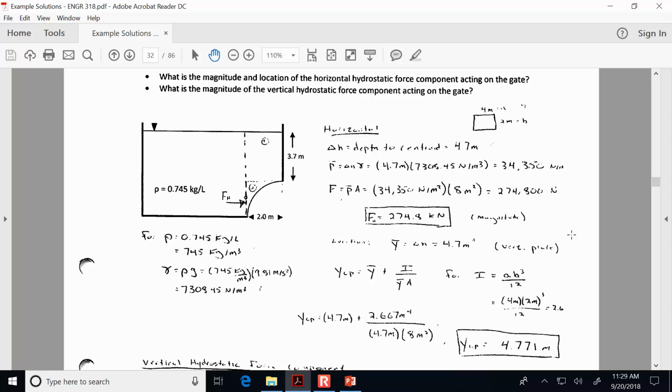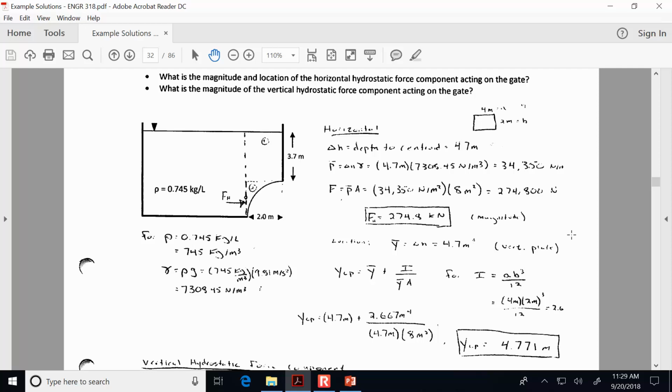So it's 7,308 newtons per meter cubed. So multiply the depth of the centroid, delta h, by the unit weight, multiplied by the area of the vertical projection. So the projection of that curved surface is a rectangle that has a height of 2 meters and a width of 4 meters. That's the dimension that's given in the problem statement that we don't see, that it's a 4 meters wide gate. So the area of the projection is 8 square meters.